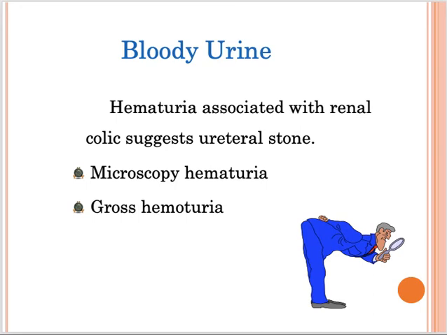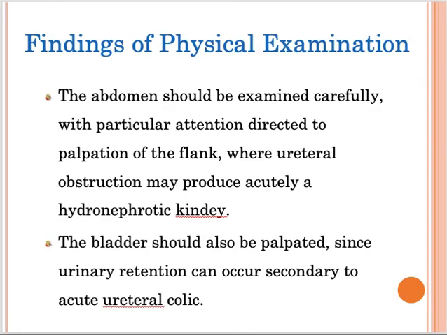Now, if there is, of course, infection, there could be pyuria, right? So this is the typical presentation of the patient. On physical examination, of course, we examine the abdomen. If there is hydronephrosis, the mass can be felt. If the outflow obstruction is there, maybe the bladder will be enlarged. If there is infection, the patient will present with fever and other signs of infection.